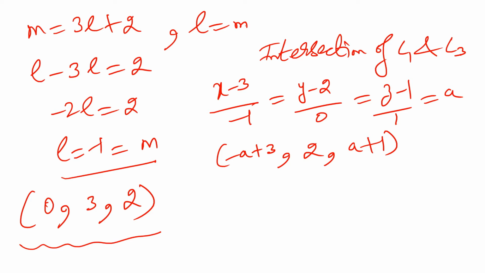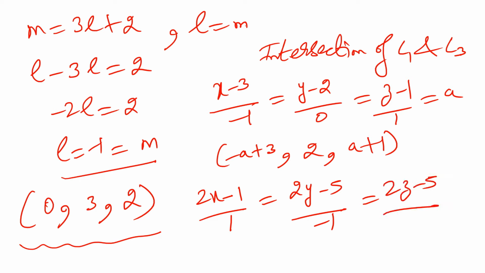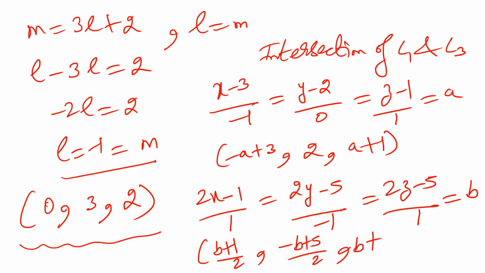Similarly, now I'm taking the third line L3 as (2x − 1)/1 = (2y − 5)/(−1) = (2z − 5)/1, and putting it equal to b. I have just changed the name of the variables. So this time the values of x, y, z are going to be (b + 1)/2, then (−b + 5)/2, then (b + 5)/2, right? Now we'll be equating the values of x and y and finding the variables involved, that is a and b, and after that we'll be getting the point of intersection.